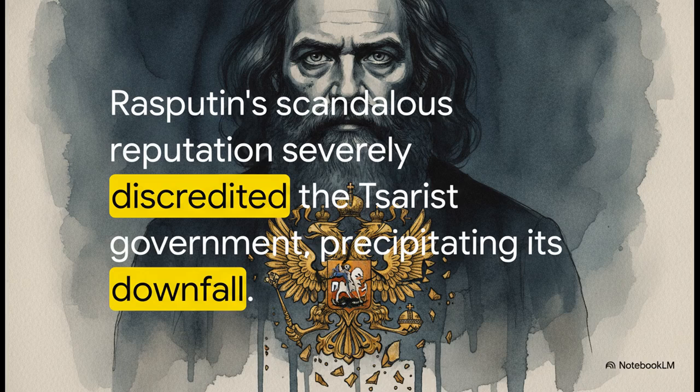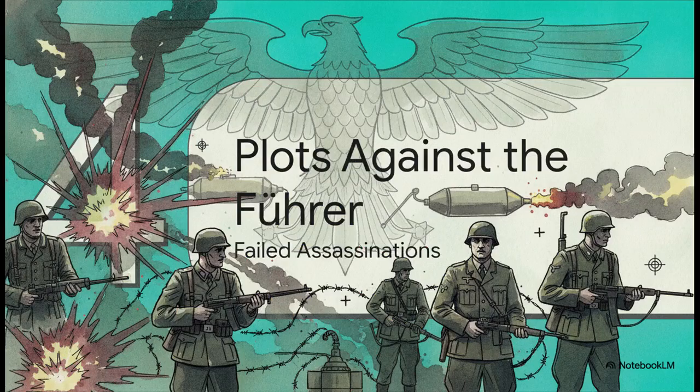Rasputin was widely viewed as a complete charlatan by the Russian elite. His scandalous and frankly sinister reputation was severely discrediting the Tsarist government. By late 1916, a group of conservative noblemen decided they had to act to save the monarchy's image, so they assassinated him. But, spoiler alert, it was way too late. His immense unpopularity had already done the damage, directly precipitating the total overthrow of the House of Romanov shortly after his death. Up next, Section 4, Plots Against the Führer, the Failed Assassinations.